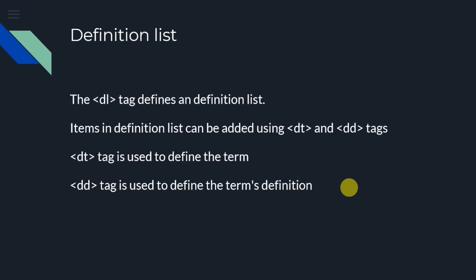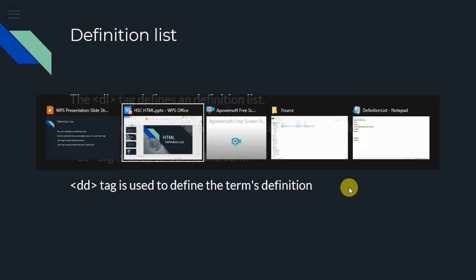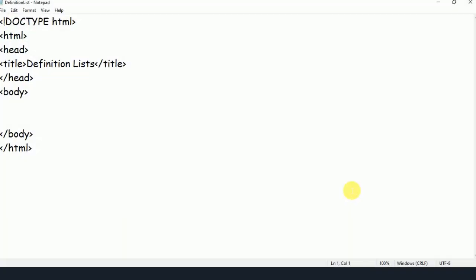DL tag is used to define a definition list. It also contains DT and DD tags. DT is to define the term, while DD tag is used to define the term's definition. One of the best examples to understand what a definition list looks like is your pizza menu card. Okay, we'll try to make one today. So let's get into the practical part of it.